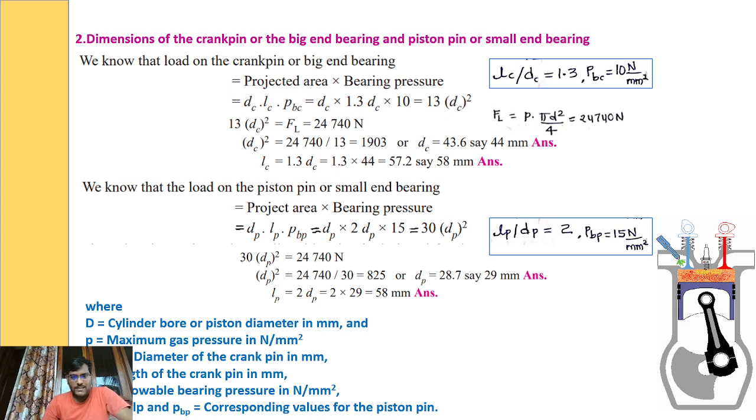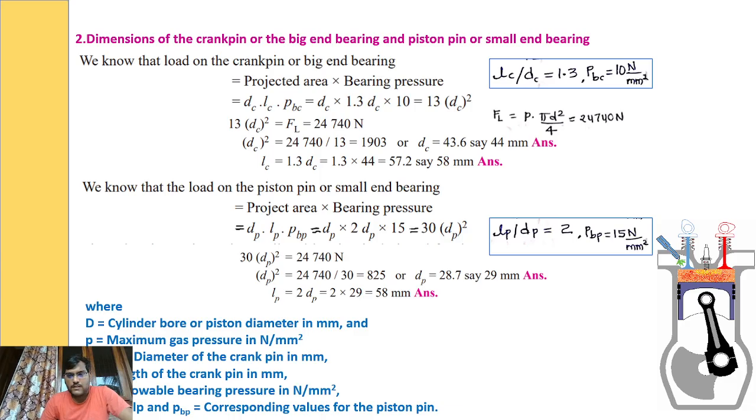Okay. But here LC, from this equation, you can write LC is equal to 1.3 DC. Here also LP is equal to 2 into DP. Here PBC value they have given 10 and here they have given PBP 15. This is the simplified term. 13 D square, you have to equate this value with FL, which is 24740. Here also you have to equate the same value with 30 DP square, with 24740 newtons. After simplification, we will get a direct DC value, round figure 44 mm.